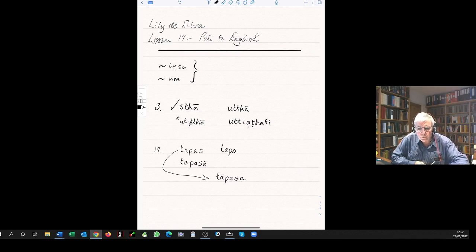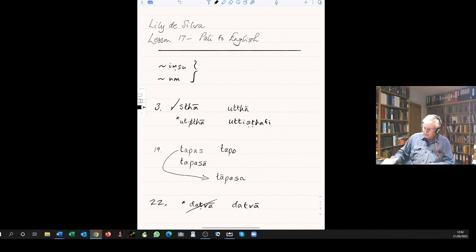Number 22. So bhandani cha khettam cha gone cha puttanam datva geham pahaya samano bhavitum chintesi. There is a misprint again in the printed copy of the book. Datva is written with a dot under the T, which is incorrect. It's just datva. Datva, having given, is the normal tva.